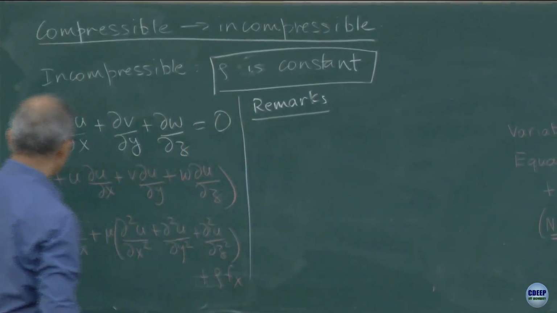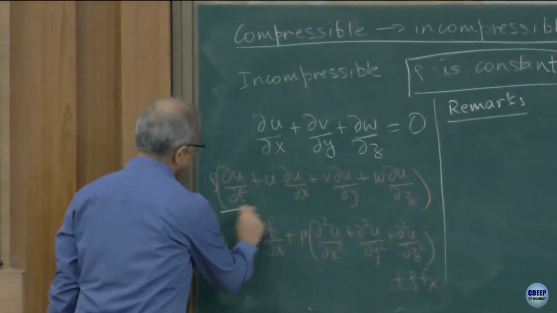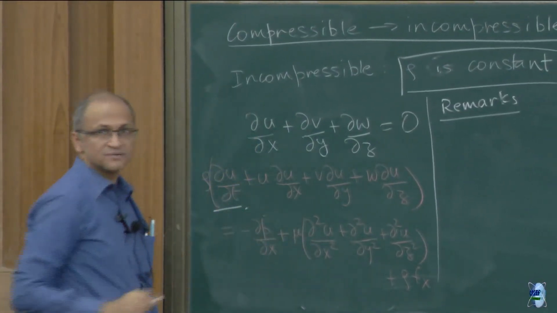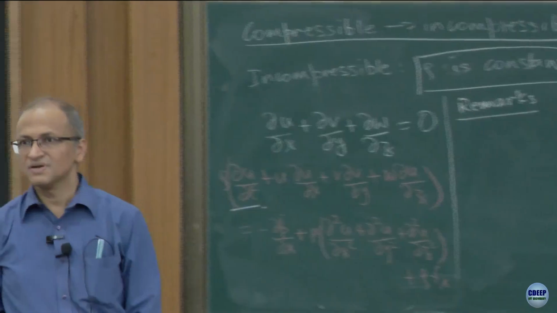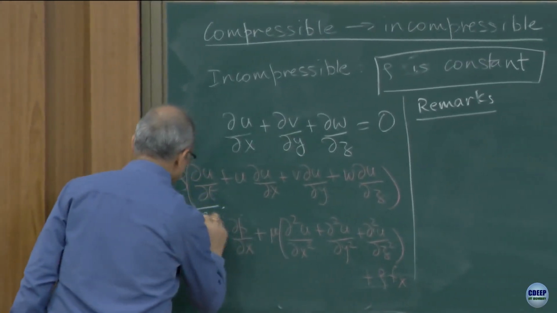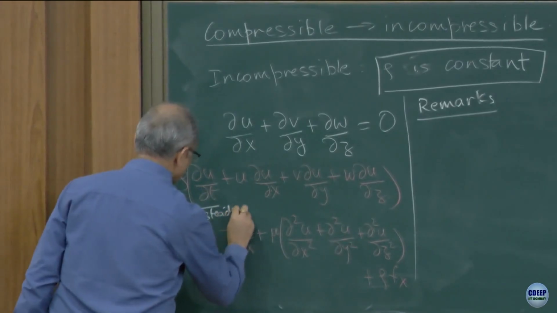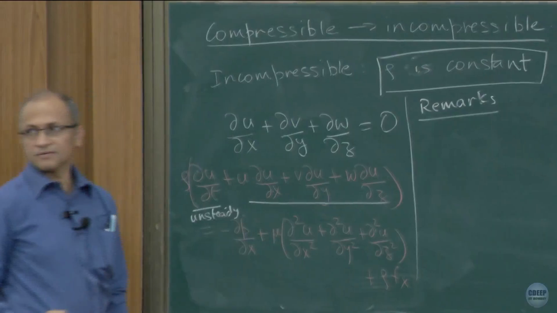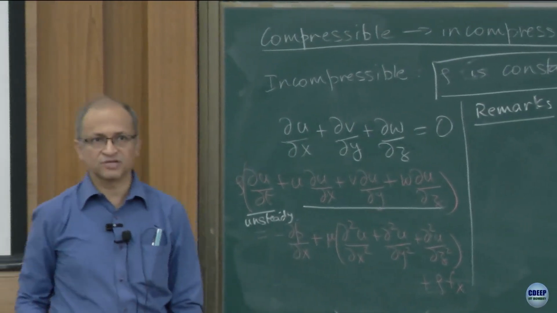So we can also start giving some physical names to these. What is the first term? It's an unsteady term. What are these terms? These are my advection terms.